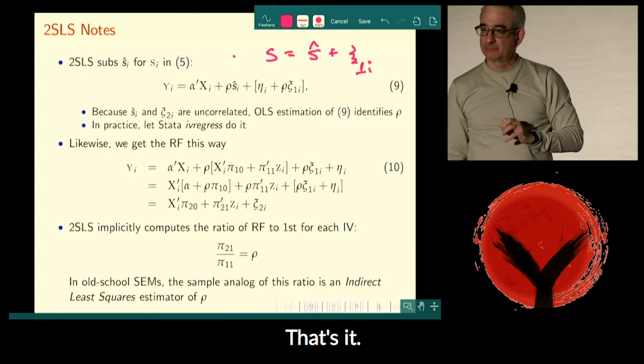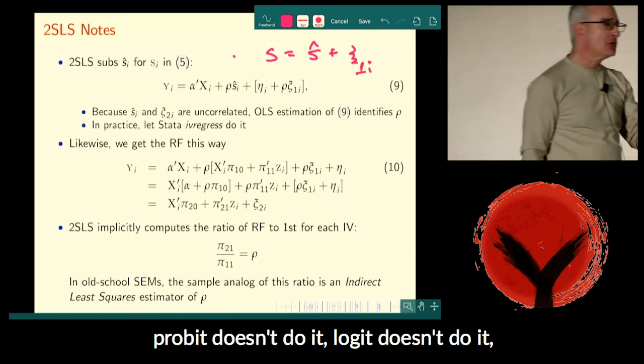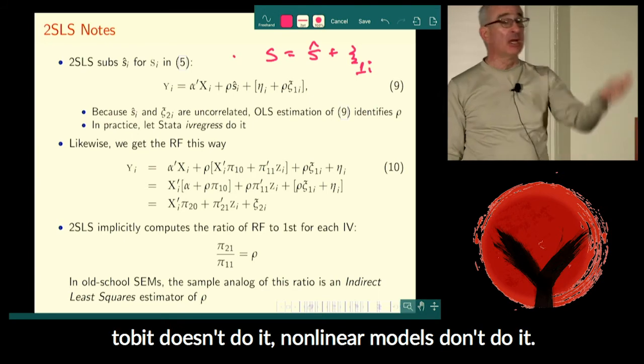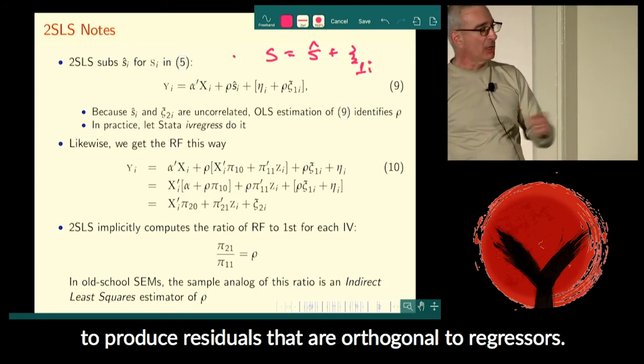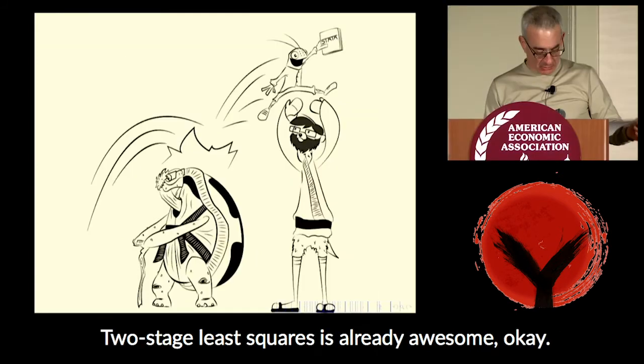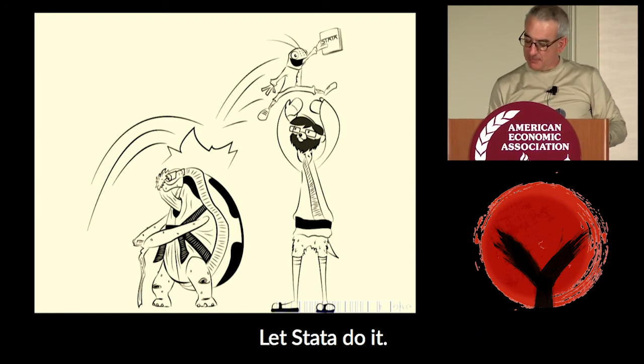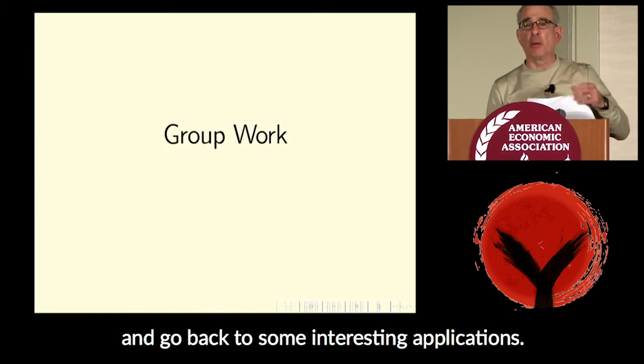That's it. Probit doesn't do it. Logit doesn't do it. Tobit doesn't do it. Nonlinear models don't do it. That's why God created regression, to produce residuals that are orthogonal to regressors. Two-stage least squares is already awesome, okay? Let Stata do it. Okay, now let me go back to some interesting applications.